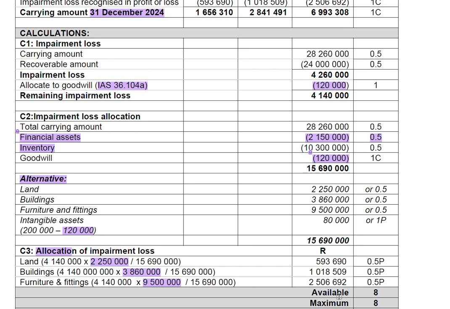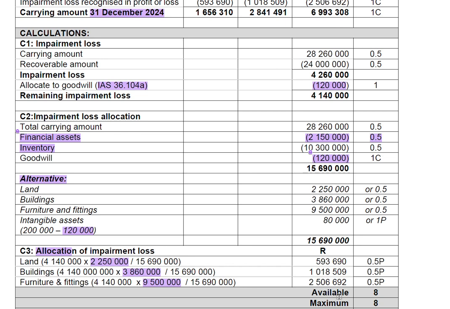You have to know the standard that you are working on. What are the exclusions? Because if something is excluded, for example, in this case, the financial assets and inventory, we cannot take them into account when we're making the allocation of impairment loss. We have to consider only the items that are included or that are not exempt per the standard.